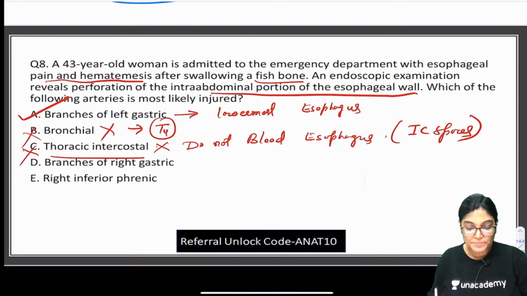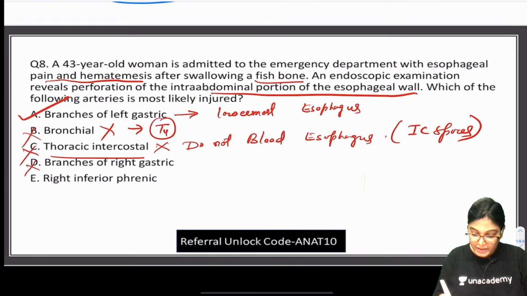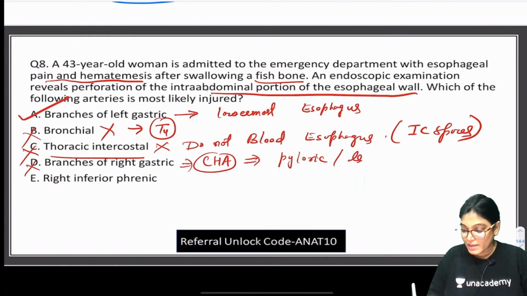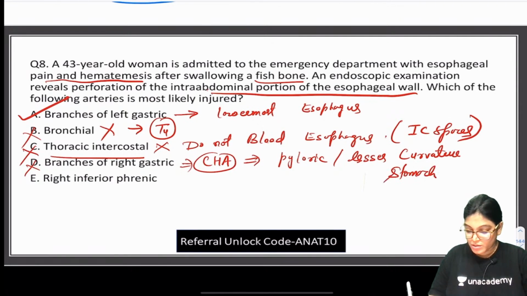What about D? Now my dear friend, D is also not right. Gastric artery is a branch of the common hepatic artery and it is giving blood supply to the pyloric part along the lesser curvature of the stomach. Lesser curvature of the stomach. So this is the reason that it is also not the right answer.